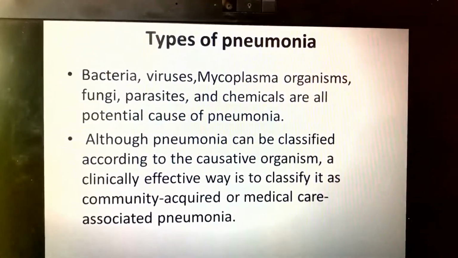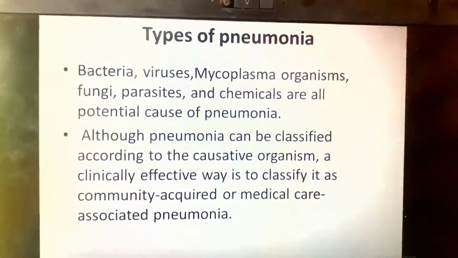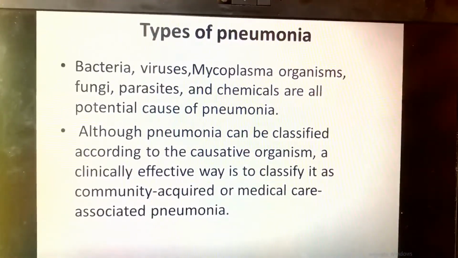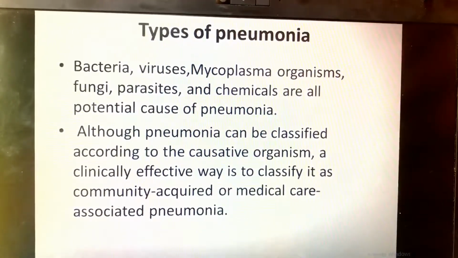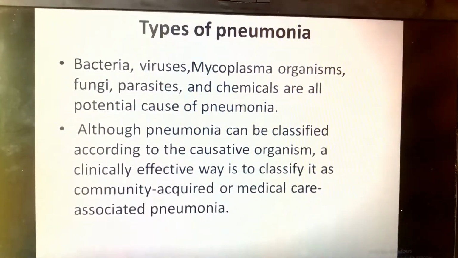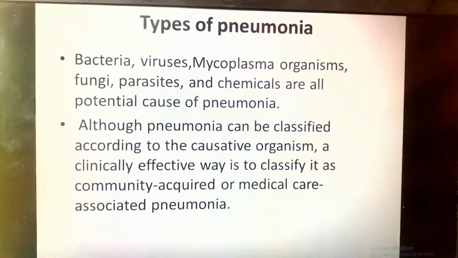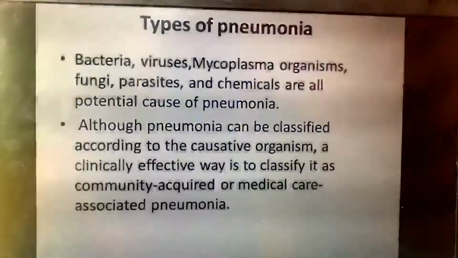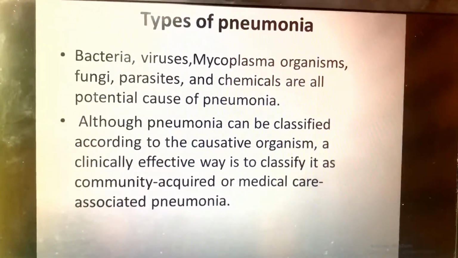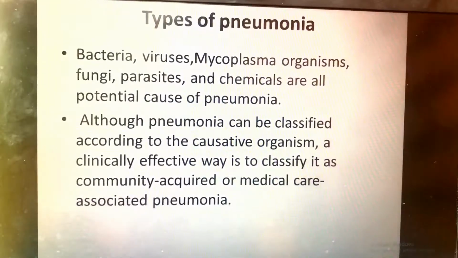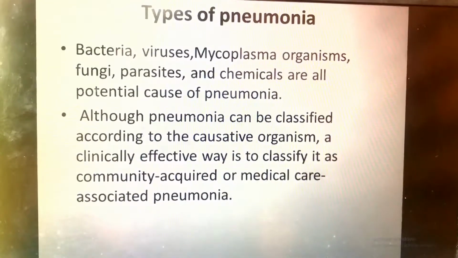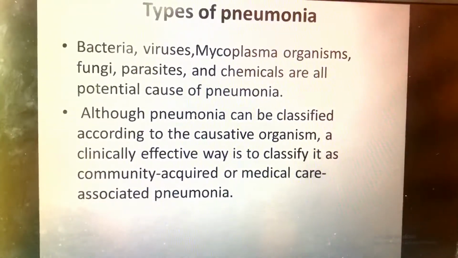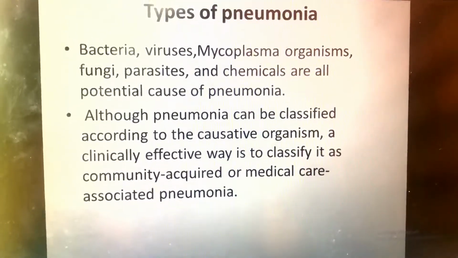What are the types of pneumonia? Bacteria, viruses, mycoplasma organisms, fungi, parasites, and any chemical are all potential causes of pneumonia. Although pneumonia can be classified according to the causative organisms, a clinically effective way is to classify it as community-acquired or medical care-associated pneumonia.